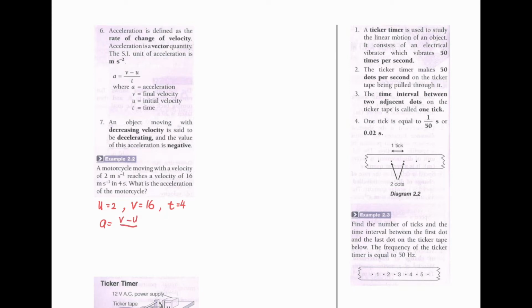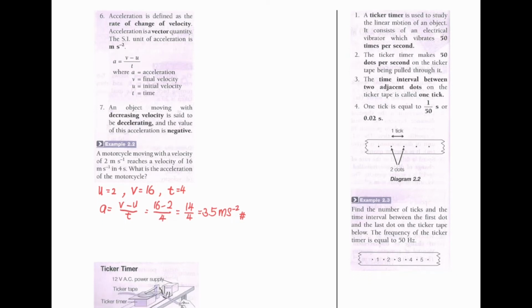So we use this formula. v is 16 minus u, which is 2, divided by 4. So we have 14 over 4, 3.5 meter per second per second. So that is the acceleration. You get a positive value. That means the motorcycle is moving faster and faster. As you can see here, from 2 at the start to 16 at the end, it is moving faster and faster. Okay, let's move on.